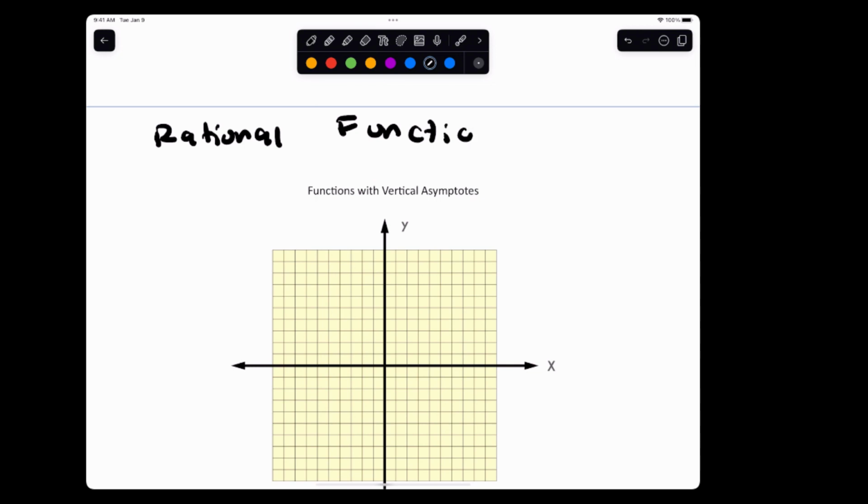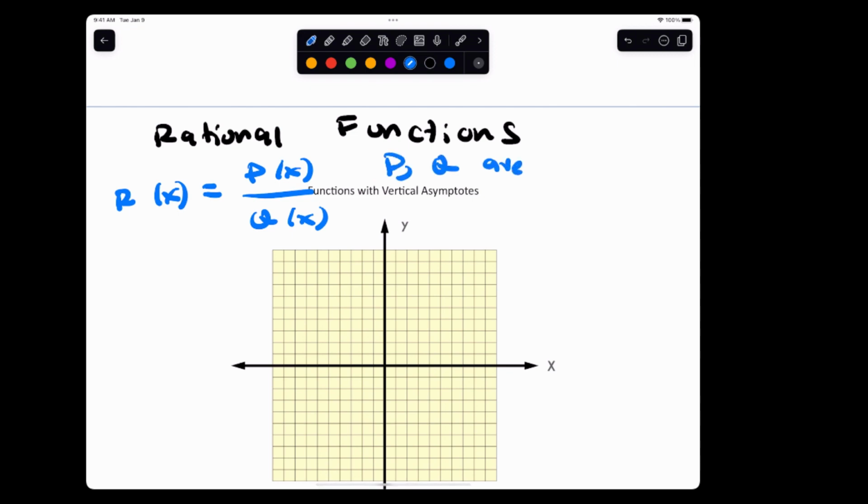Well, they're really rational functions. What are rational functions from pre-calculus, I guess? R of x equals P of x over Q of x. What are P and Q? They are polynomials. I know I didn't give you the definition of polynomials.